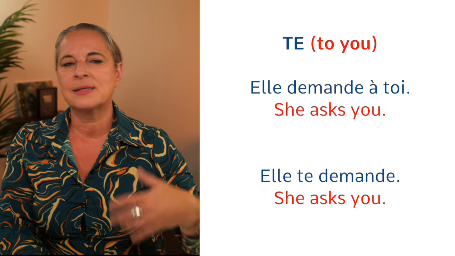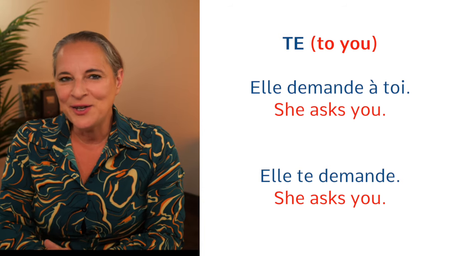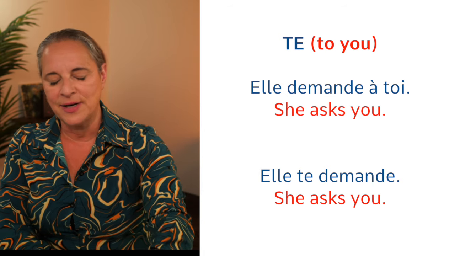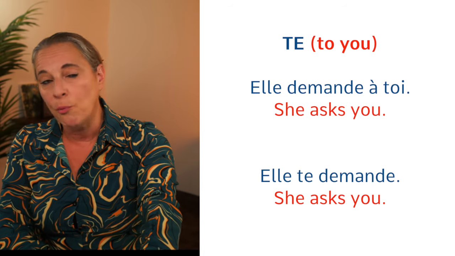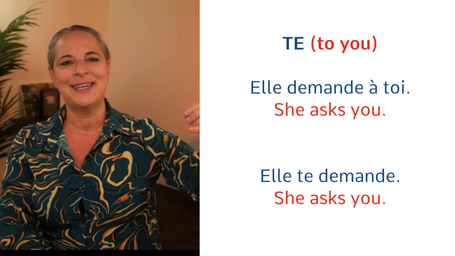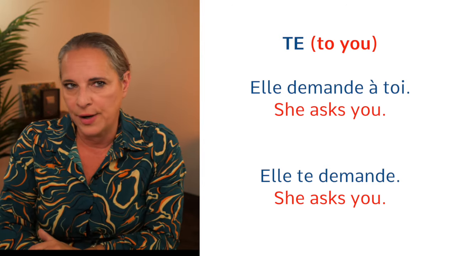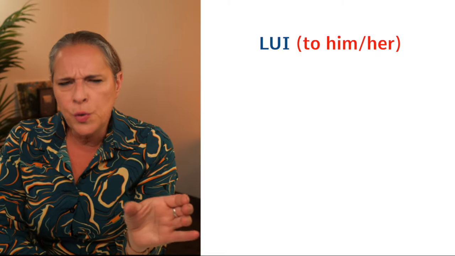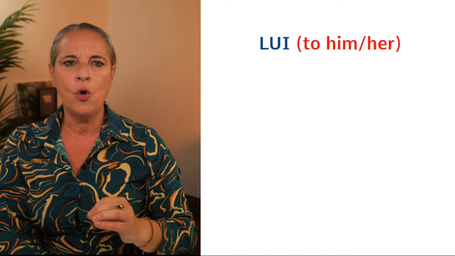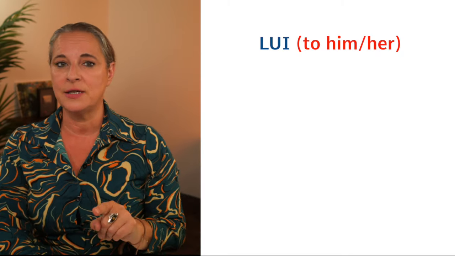She asks you. So the verb we are using again brings an indirect object pronoun or complément, which is demander à. Demander à quelqu'un, to ask someone. Earlier on, I gave you the example using à Julie. And I said that in order to replace Julie, you must use lui. This is the indirect pronoun that I want to cover now. Lui means to him or to her, regardless of gender.